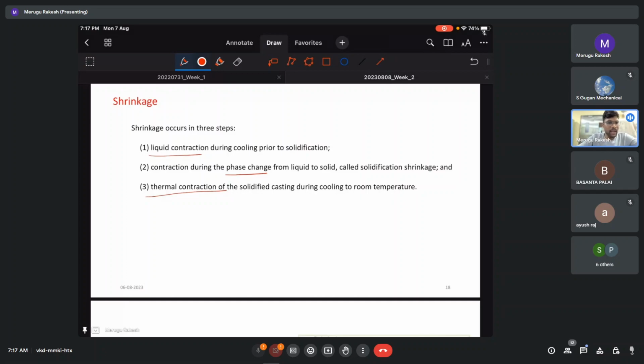So this is how the shrinkage is happening. It happens in three stages: during liquid contraction, during phase change, as well as due to the thermal contraction, that is between the freezing point of the solid to the room temperature of the solid.